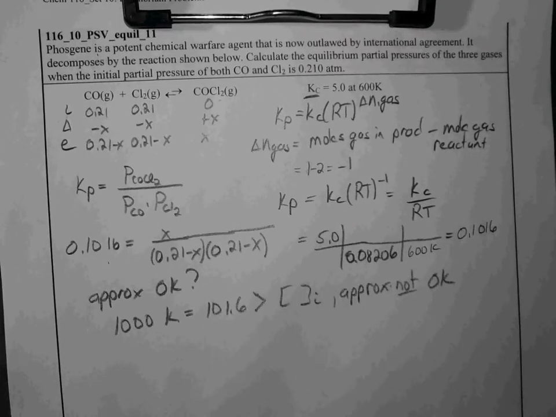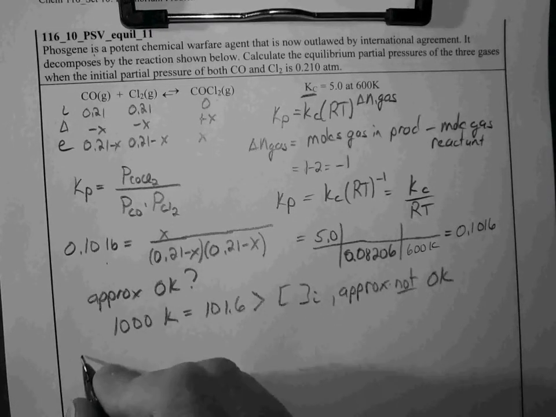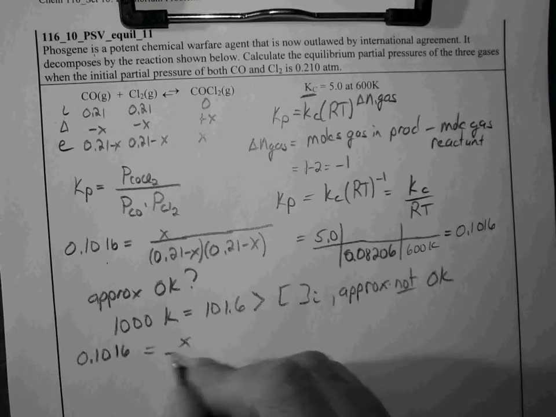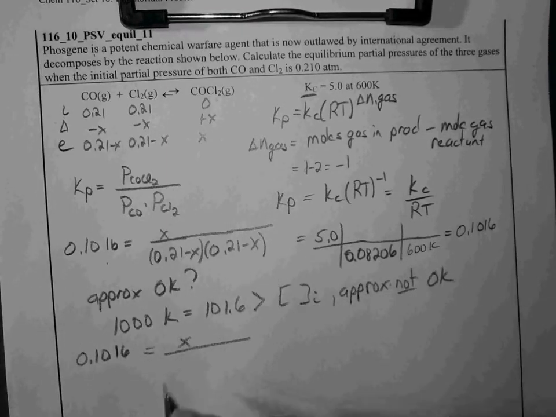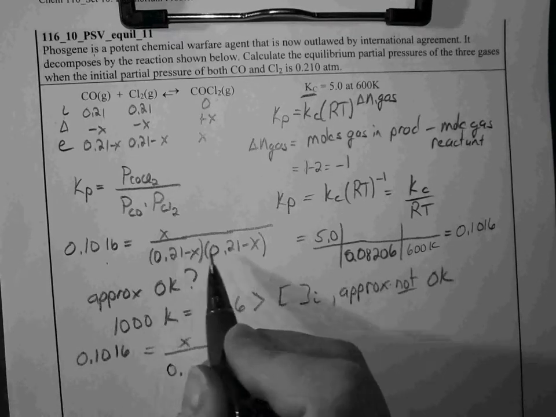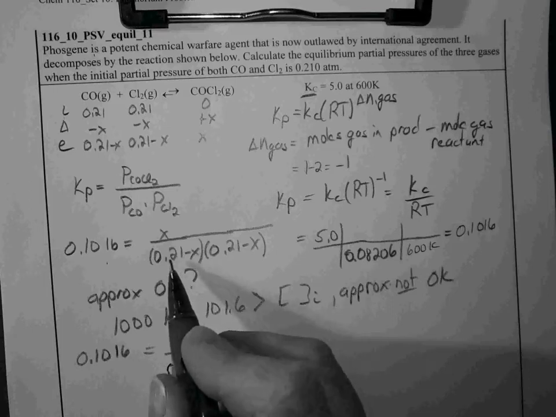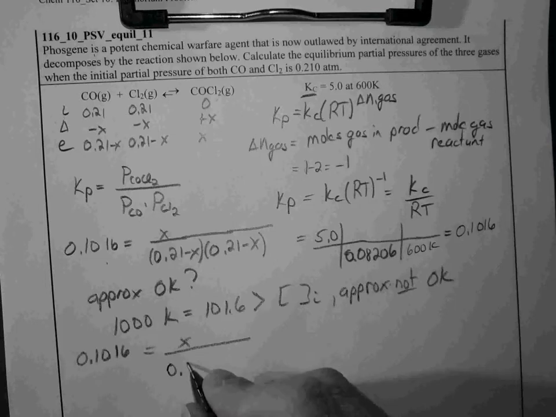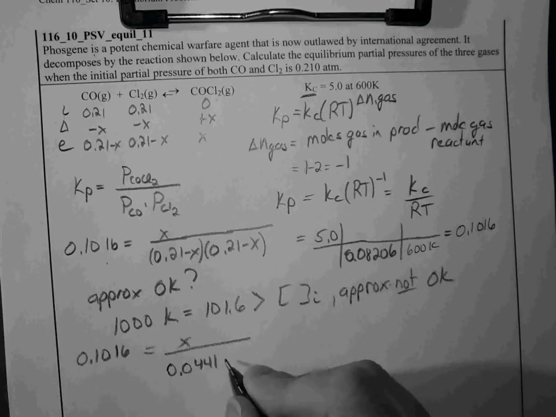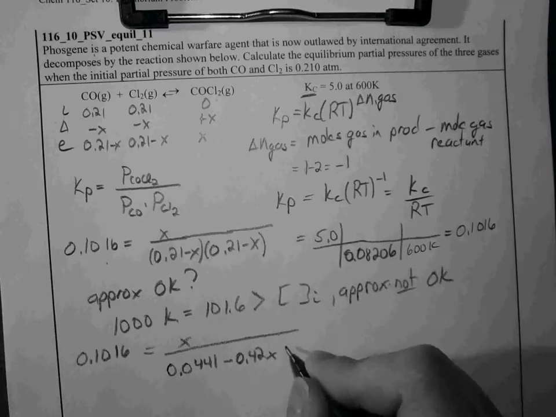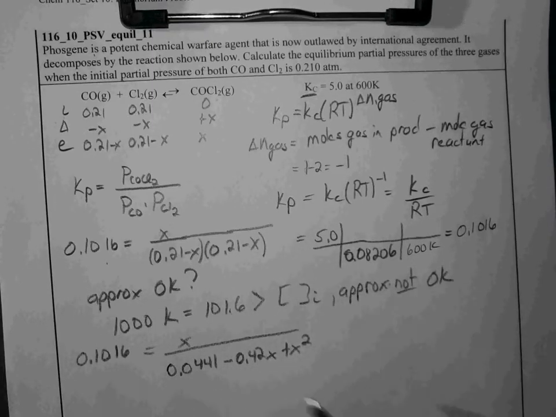Probably the easiest way is to solve it via the quadratic equation. So we have 0.1016 is equal to x. We do FOIL here, and it would be multiply the first, the outer, the inner, and the last. So we have 0.0441 minus 0.42 times x plus x squared.